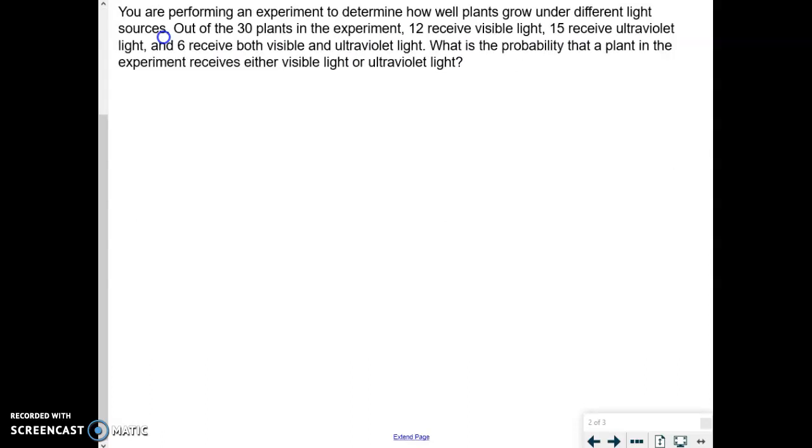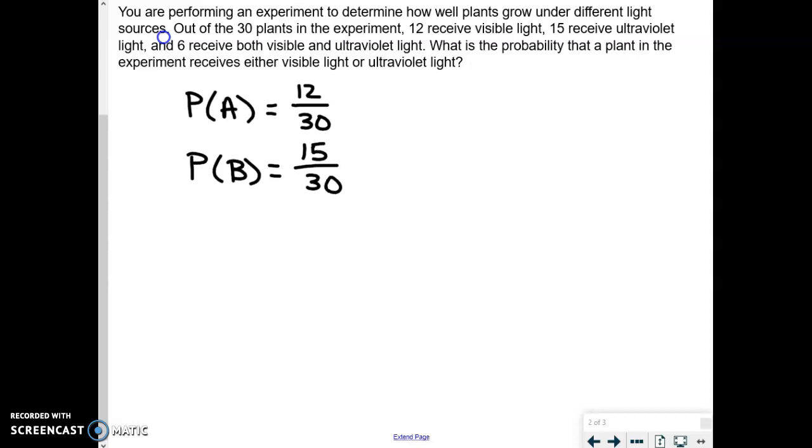So in this type of problem, ladies and gentlemen, again, we are going to be dealing with the overlap. If we take them in order here, the first probability that we're dealing with is the probability of receiving visible light. So the probability of A in this case would be 12 out of 30. The second one that we have here is just having ultraviolet light. So the probability of B in this case would be 15 out of 30.